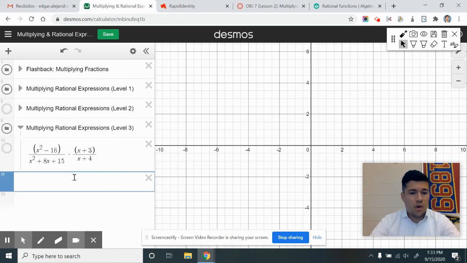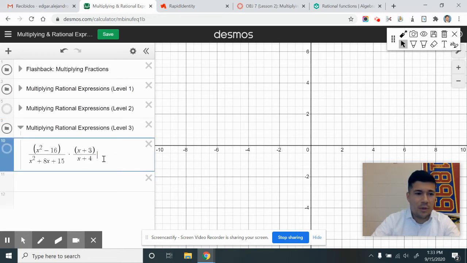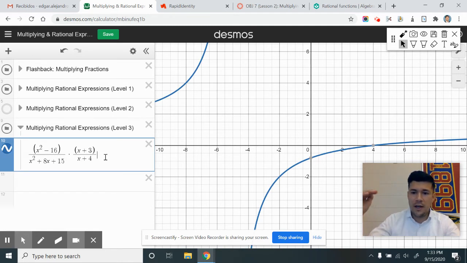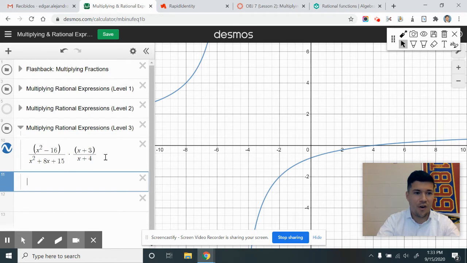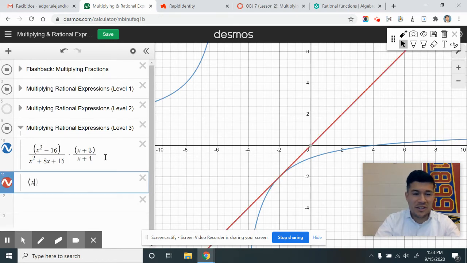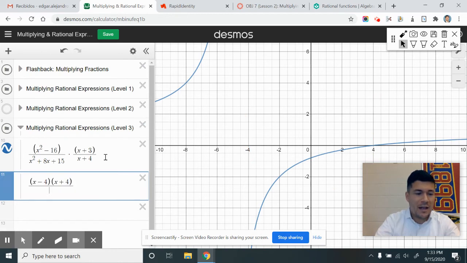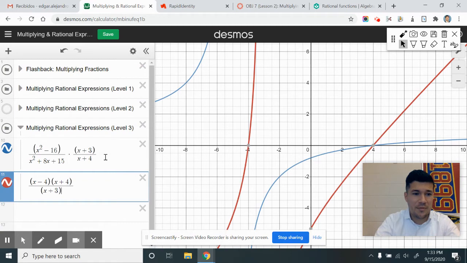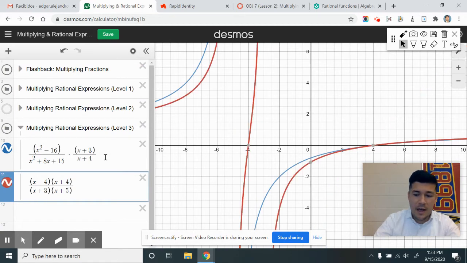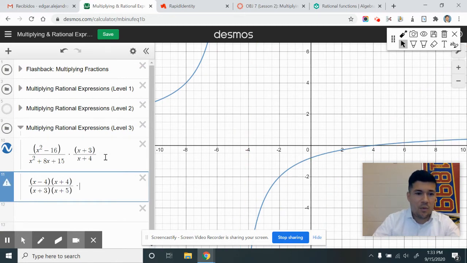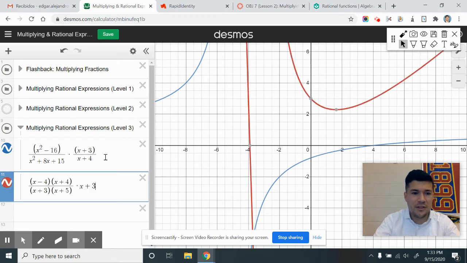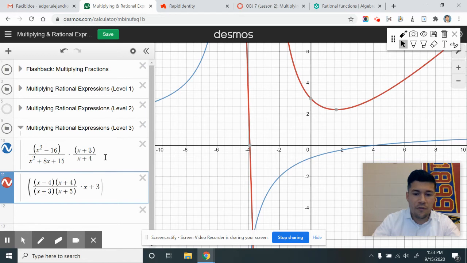One more, real complex. Really, the only thing that makes this more complex is that I have more factoring to do. But again, factor, cancel, multiply straight across. Hopefully you're getting the point. X squared minus 16 is a difference of squares, so I'm going with x minus 4 times x plus 4. And I'm dividing that by x squared plus 8x plus 15, which factors to x plus 3 times x plus 5. And I am multiplying that by x plus 3 over x plus 4, which really has nothing for me to factor right there.